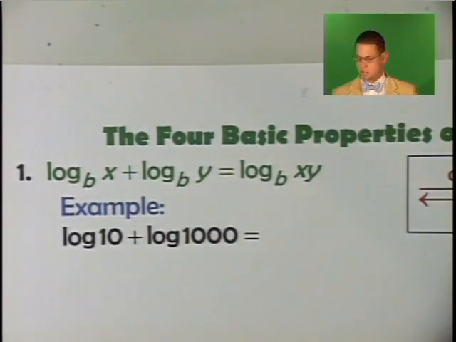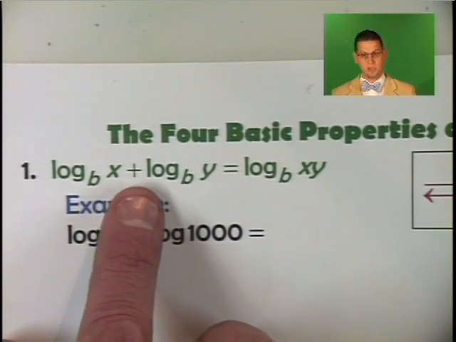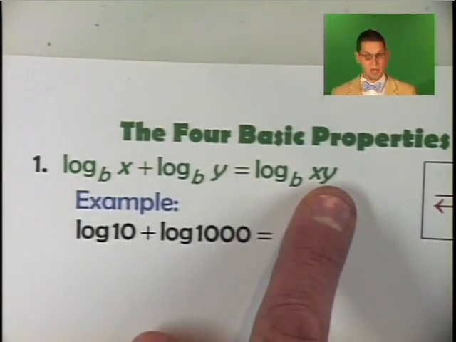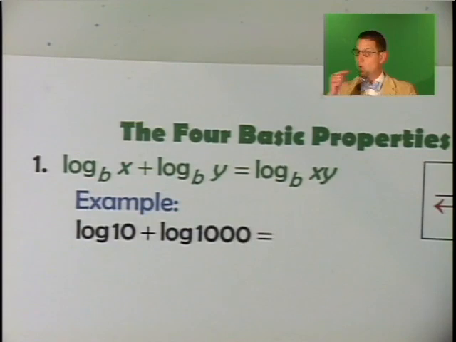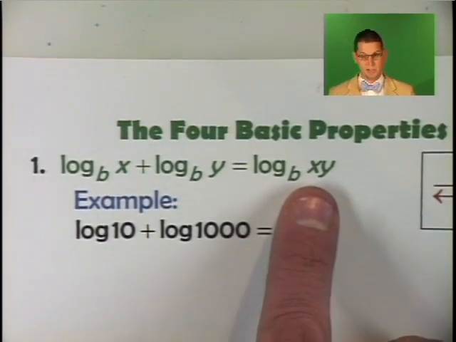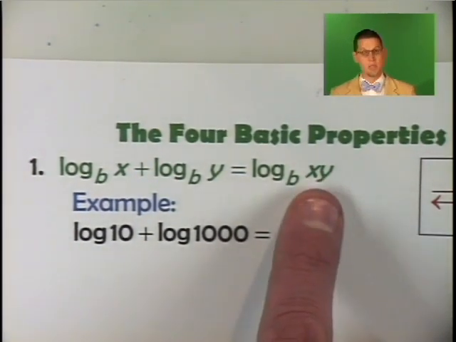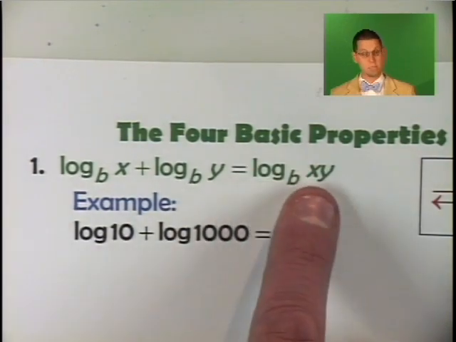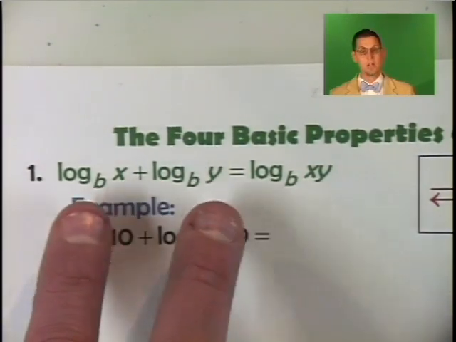That's a very nice feature because we're basically switching operations. We're taking an operation of addition and it's becoming an operation of multiplication. Now this property works both ways. So if I started on the right-hand side, I can basically start with the log of a product, and turn it into the sum of two logs.